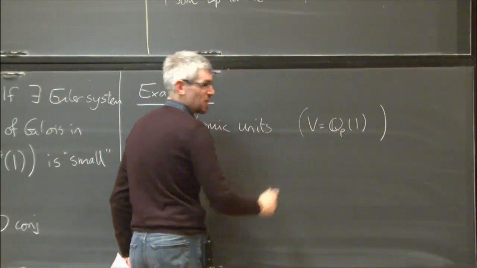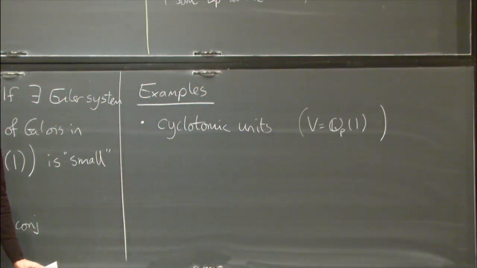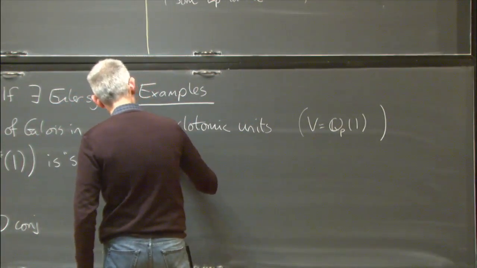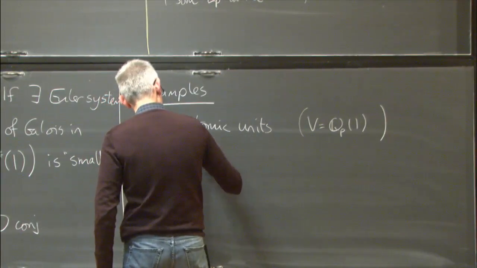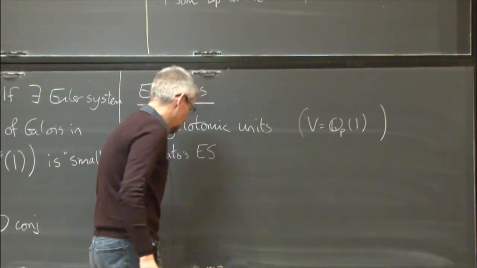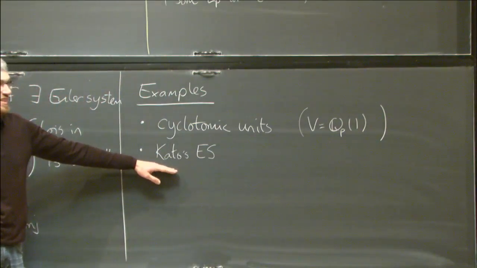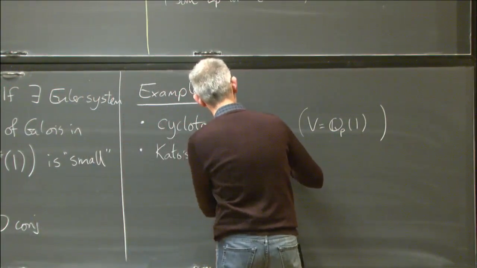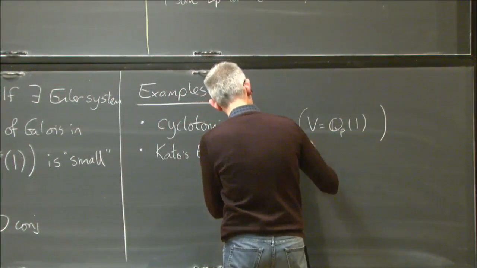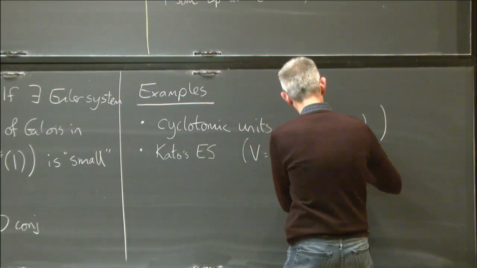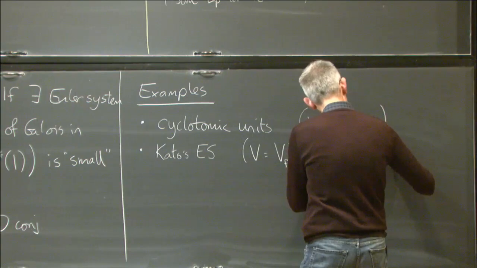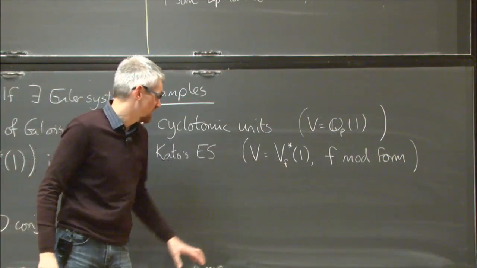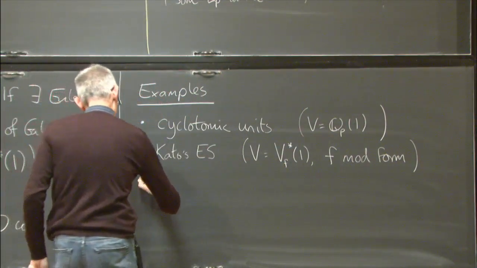So you can get classes in H1 of V by taking the image of units under the Kummer map, and you take the cyclotomic units. So that's a one-dimensional example. A slightly more sophisticated example for a two-dimensional representation is due to Kato. Where you take the representation to be the representation attached to a modular form, and you take this particular dual twist of it.